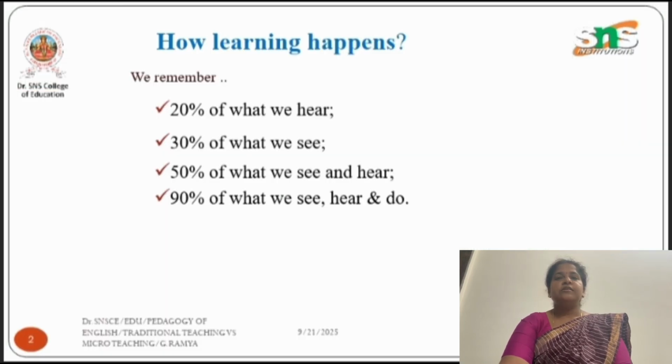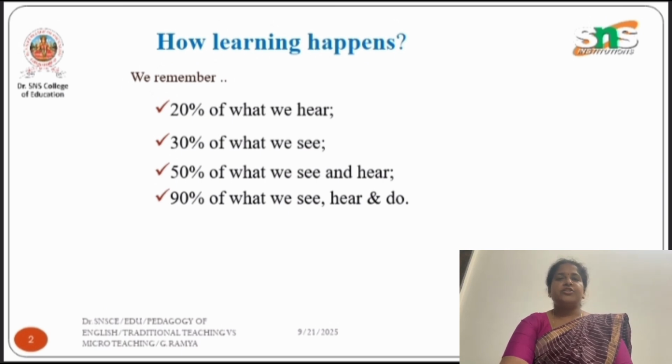Coming to slide 2, that is how learning happens. Learning is a process where information is observed and remembered. People remember only 20% of what they hear. Memory increases to 30% when they see something. When both seeing and hearing are combined, 50% is retained in our memory. The maximum, about 90%, is retained when we see, hear and also do. This shows the importance of active participation.